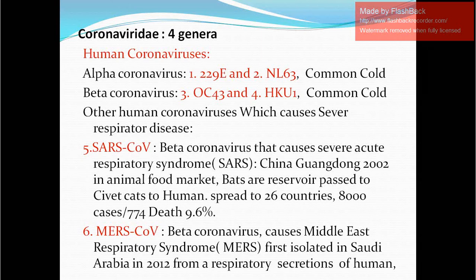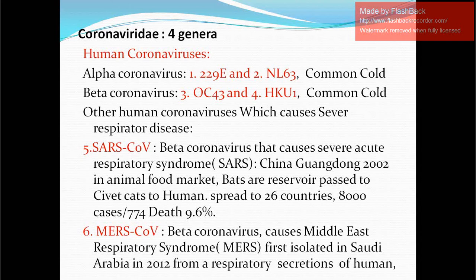Other human coronaviruses cause severe respiratory syndrome. First is SARS, which causes acute severe respiratory syndrome, and it was discovered in Guangdong, China in 2002, in an animal food market. Bats are the reservoir, and they passed the virus to civet cats and then to humans. SARS spread to 26 countries, resulting in 8,000 cases and 774 deaths, which is about a 9.6% mortality rate.